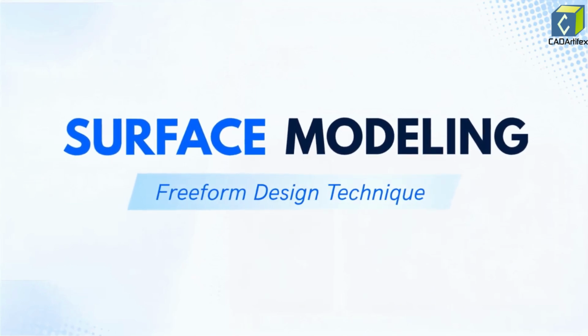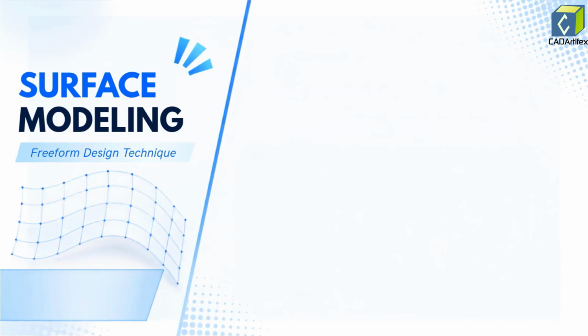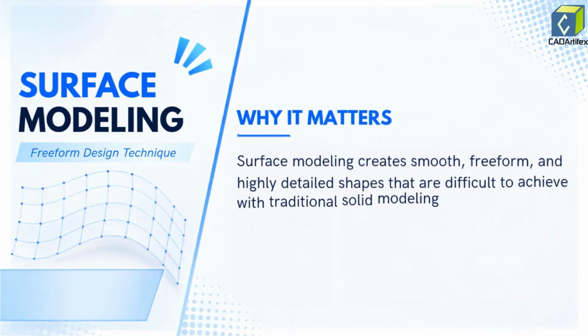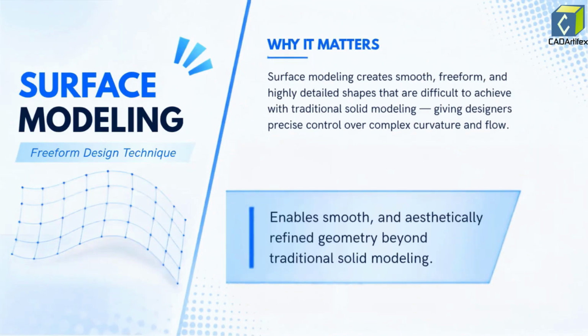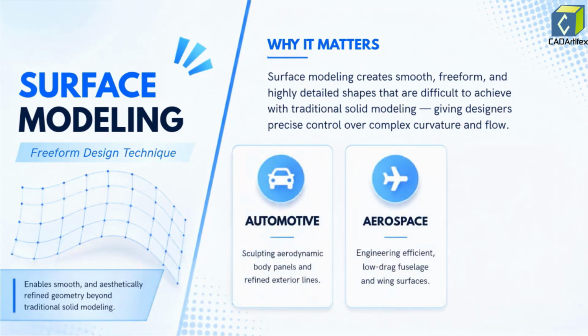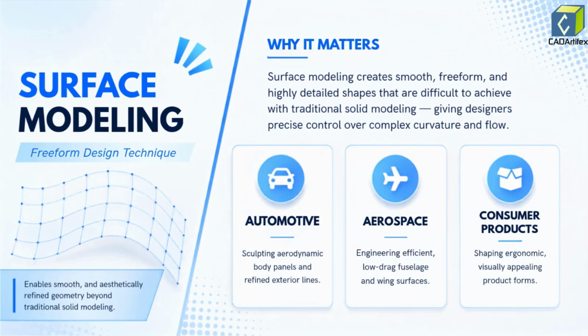So basically, surface modeling is a design technique used to create smooth, freeform, and highly detailed shapes that are difficult to achieve using traditional solid modeling. It is used to design aesthetically pleasing and aerodynamic products. Because of this flexibility, surface modeling is widely used in industries such as automotive, aerospace, and consumer product design, where both appearance and performance are equally important. So, without wasting any more time, let's dive into Fusion 360 and start product design.